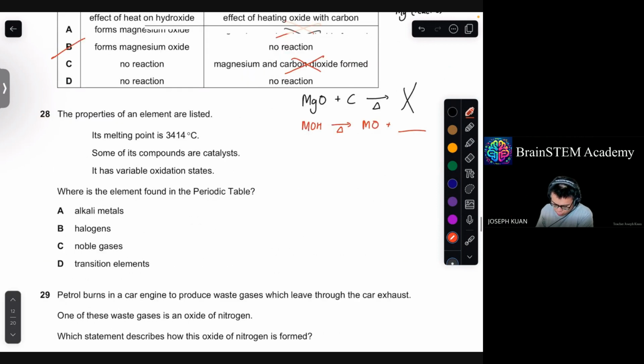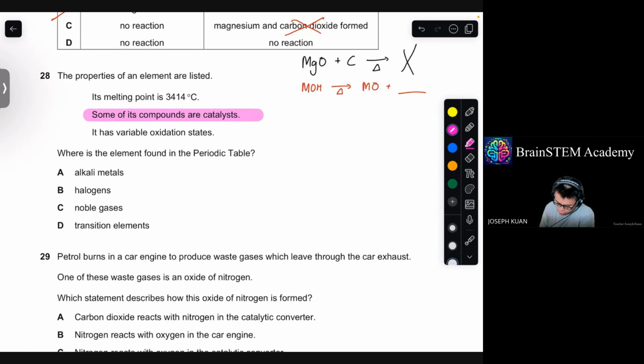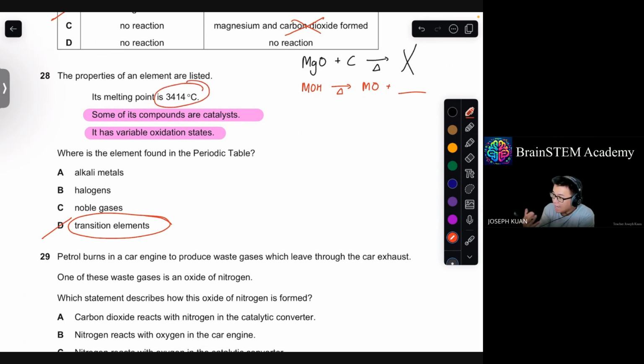Moving on to question 28. The properties of an element are listed. Its melting point is 3,414 degrees Celsius. Some of its compounds are catalysts. It has variable oxidation states. Whenever you see these two words, you should think of transition metals or transition elements. And then they also have high melting and boiling points.